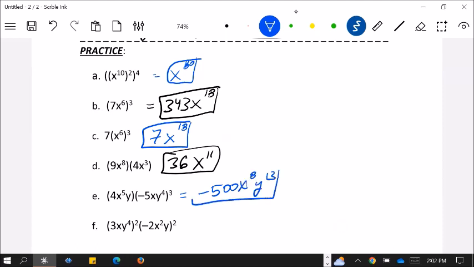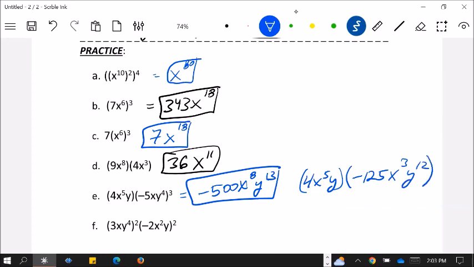y to the 13th. And to see how it becomes that, the first one doesn't get changed, but you apply the exponent 3 to each of those things in the second parentheses, and you get negative 125x cubed y to the 12th. Then multiplying those gives you the negative 500x to the 8th, y to the 13th. And then finally, the last one comes to 36x to the 6th, y to the 10th.